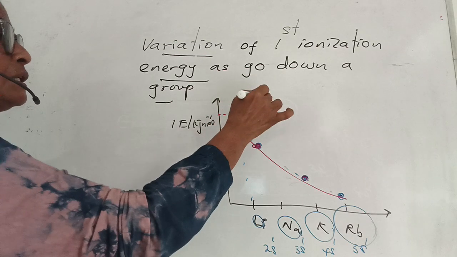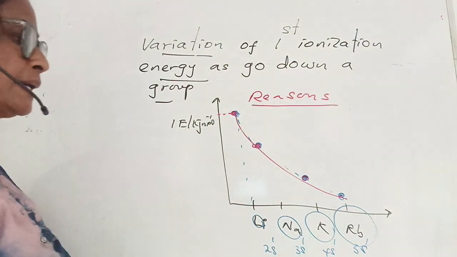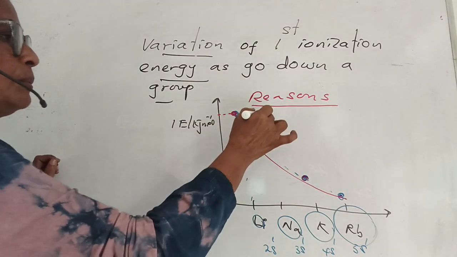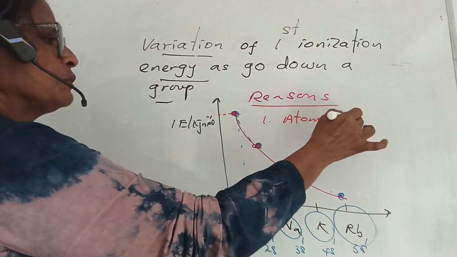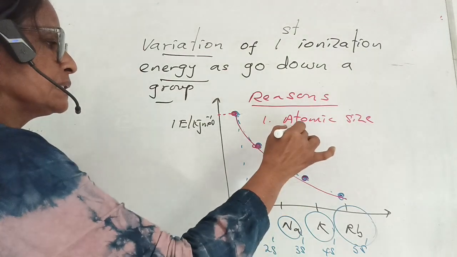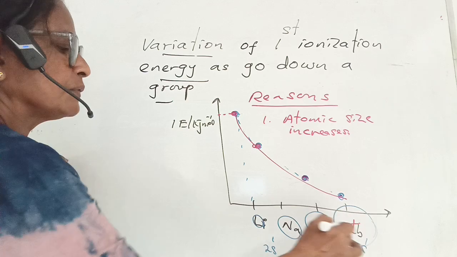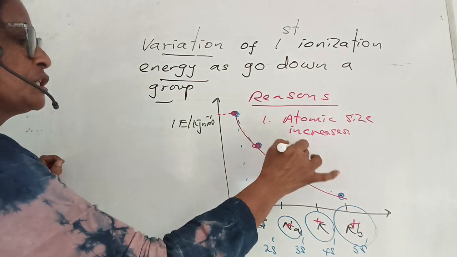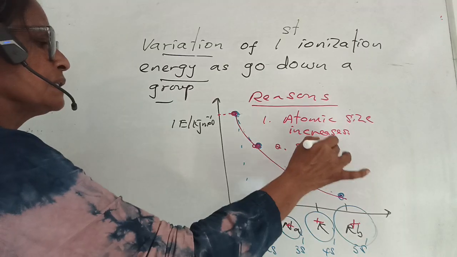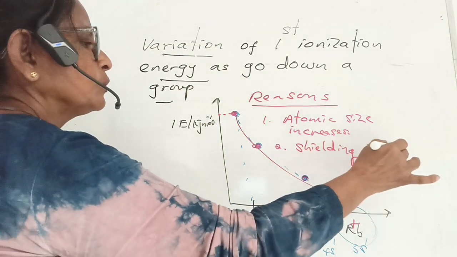The explanation comes with the reasons why first ionization energy decreases down the group. Number one is that the size increases. You can see that size increases because the outer electron shell becomes further away from the nucleus. At the same time, shielding increases, which means it is more and more shielded.